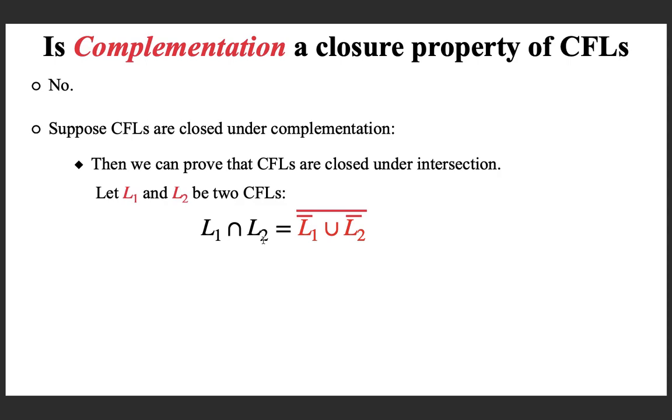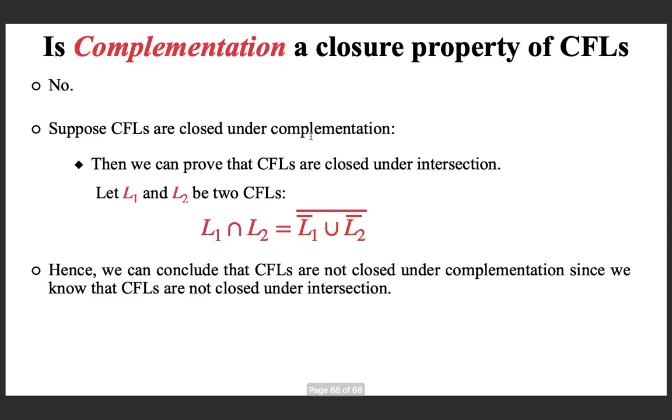So, you are proving that the intersection of two context-free languages is context-free by assuming that context-free languages are closed under complementation, which is a contradiction, and hence we proved that context-free languages are not closed under complementation, because we already know that this language is not context-free always.